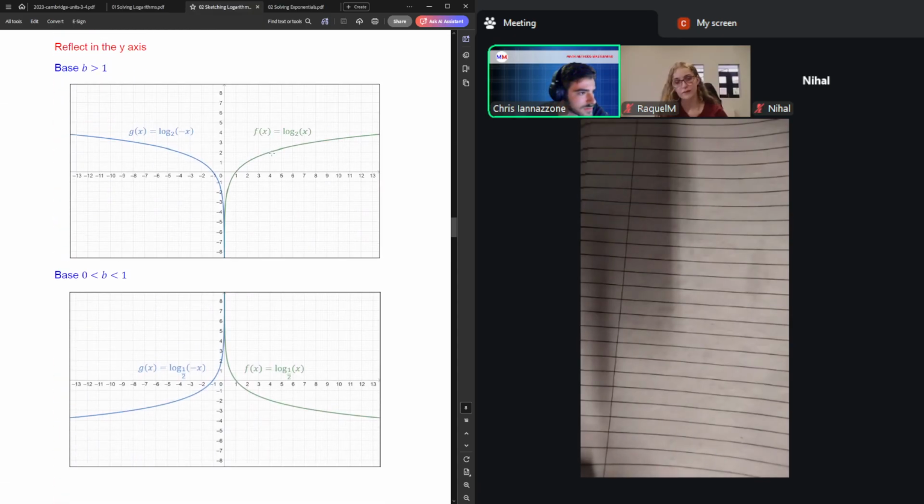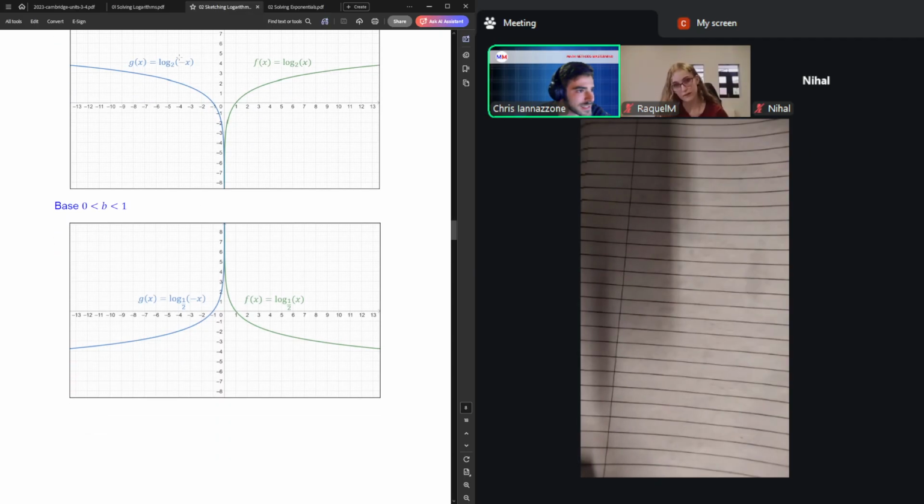Here's another reflection. Again, these work the same way as always. If the negative is on the x specifically, you flip horizontally. You flip across the y.